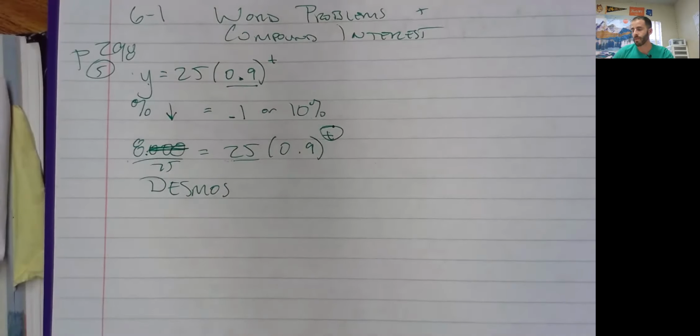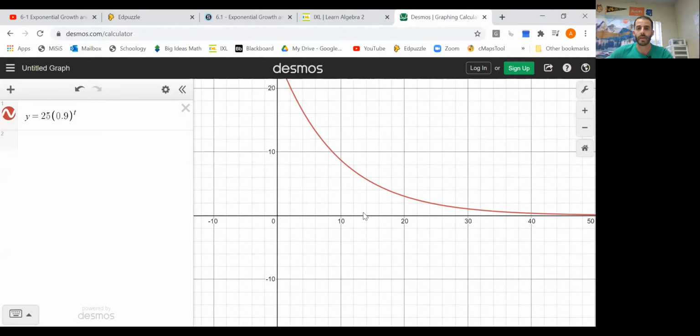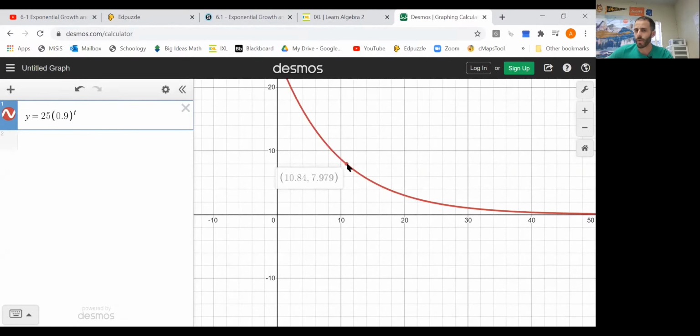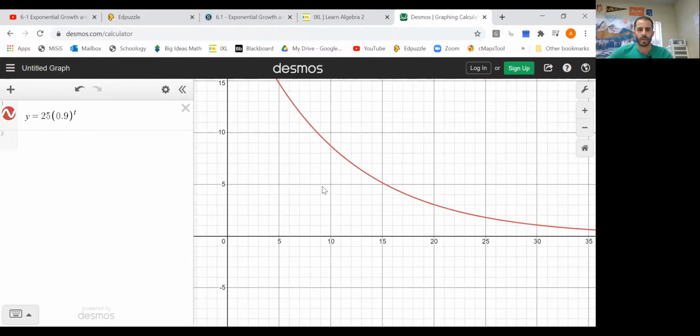And we do 8 divided by 25. We could do math. We're not doing the math. We're using Desmos. But what are we using Desmos to find? When Y is equal to 8. So you're just going to take your cursor. I was wondering why this looked weird. I'm going to zoom in so that we can definitely see.